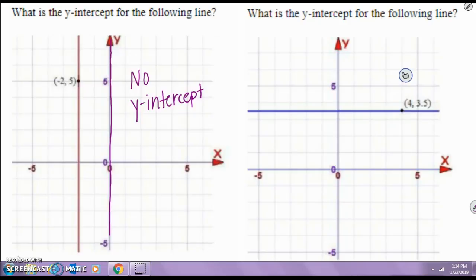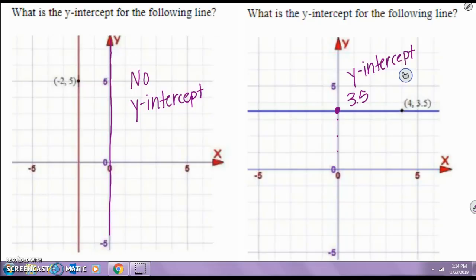For our second graph, we have a horizontal line. We can see that the line crosses the y-axis right here. So our y-intercept will be 1, 2, 3 and a half. So 3.5 will be our y-intercept.